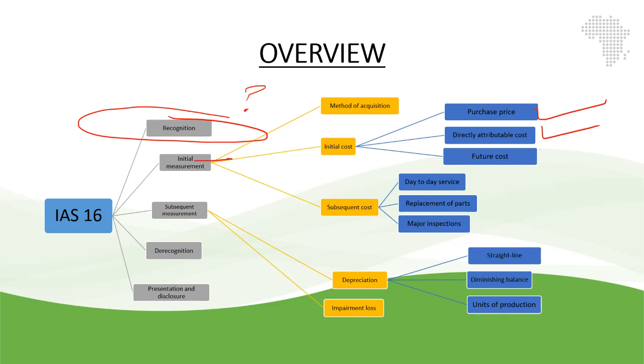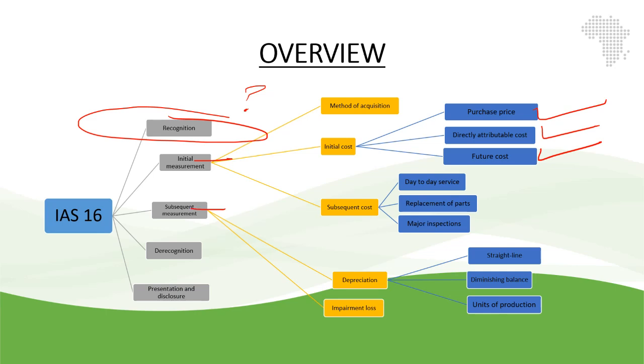It also gives us guidance on possible future costs or expenses that I must incur in the future that relate to this asset. How do I treat this? Can this form part of the cost of the asset, or must it be expensed on the day that I actually incur these costs? IAS 16 will give us guidance on all of this, and we will have a quick look at all of these different aspects. Then the next thing is subsequent measurements.